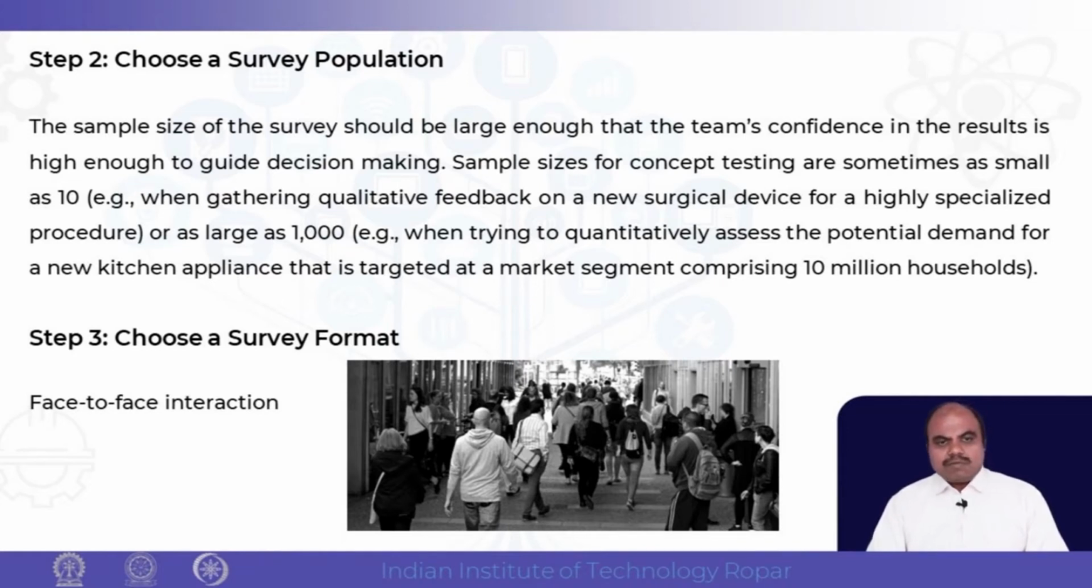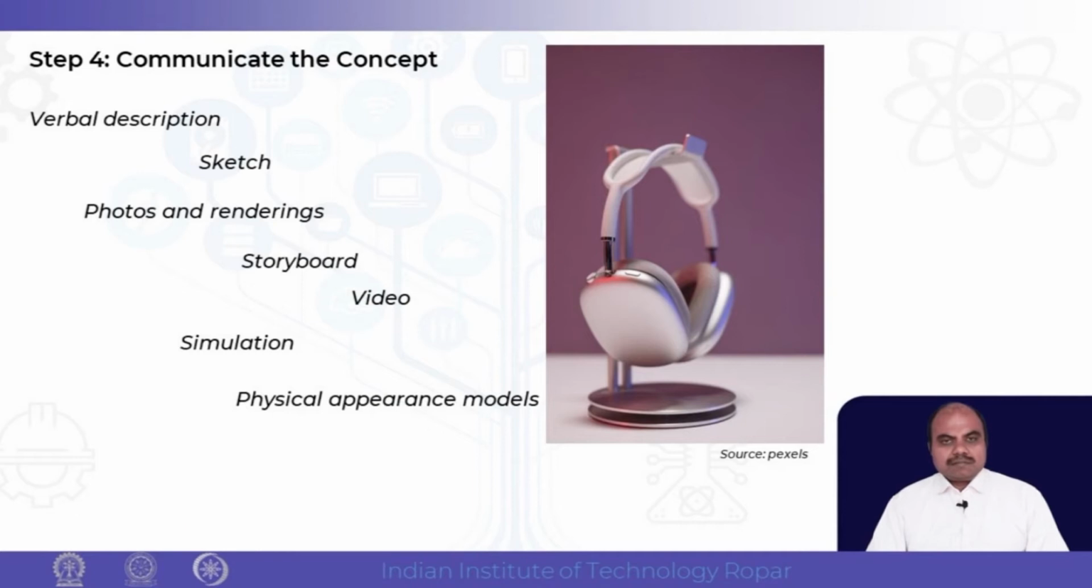So once we get the survey, we want to communicate the concept. When you want to express this concept to someone, we can use verbal description, we can use sketching. With verbal description we describe, this is the problem. Take for example, we have created a headphone which can be used with a mobile or with a laptop and over the head. Now there are so many possibilities of this. So verbal description is not always a good idea.